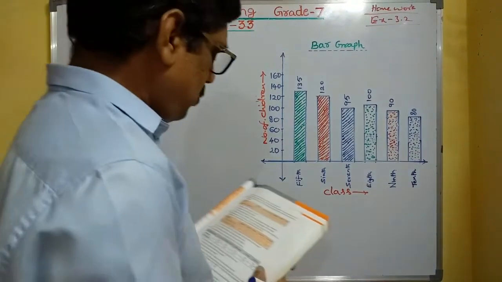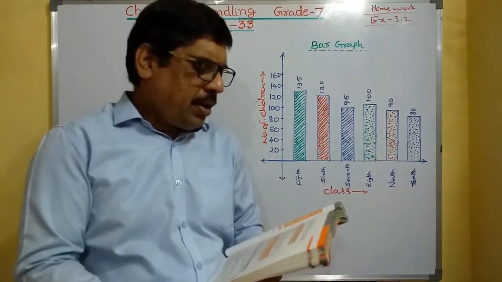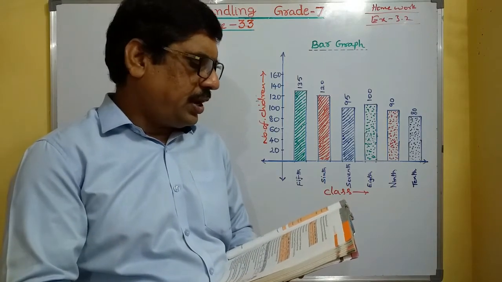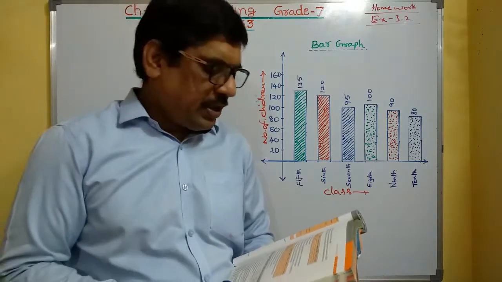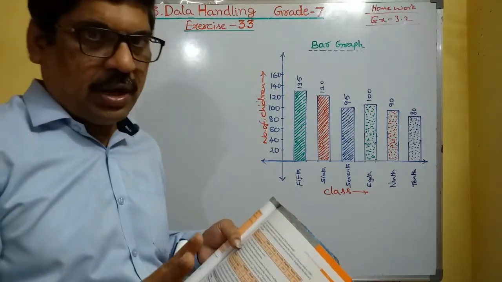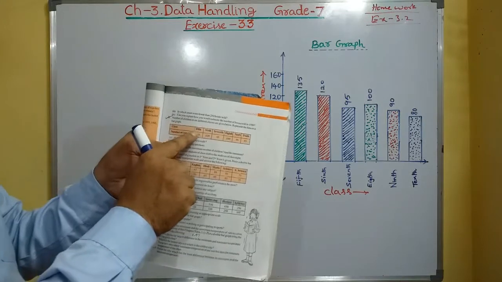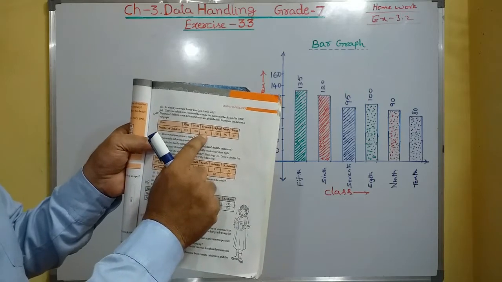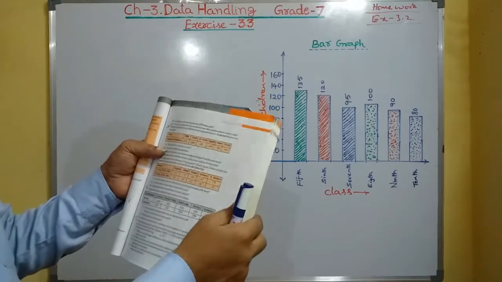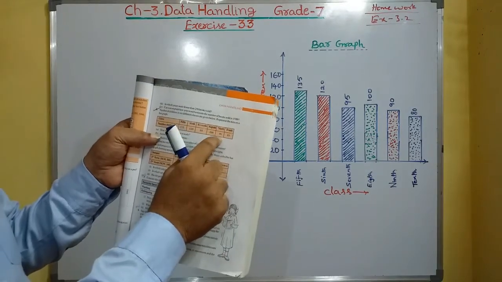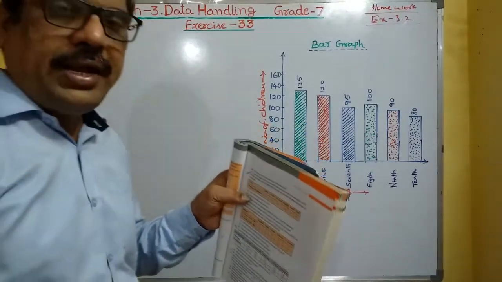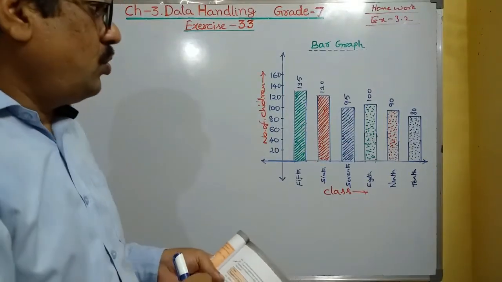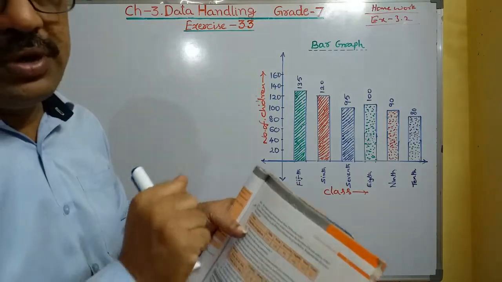Now look at the third problem of exercise 3.3. The number of children in 6 different classes is given below. Represent the data on a bar graph. Here I have given the number of children in different classes in a school. In the 5th class there are 135 children, 6th class 120, 7th class 95, 8th class 100, 9th class 90, and in the 10th class there are 80 children. This is the data given as a table. So we need to draw a bar graph for this data.